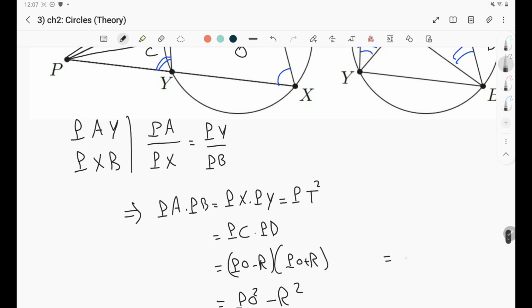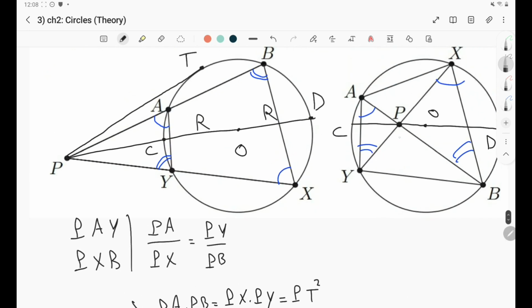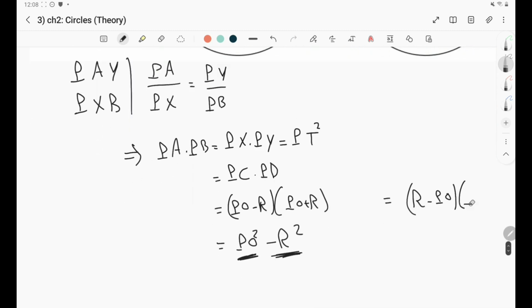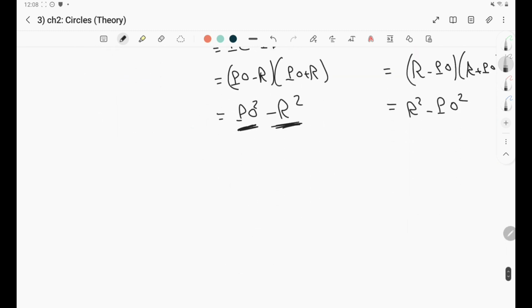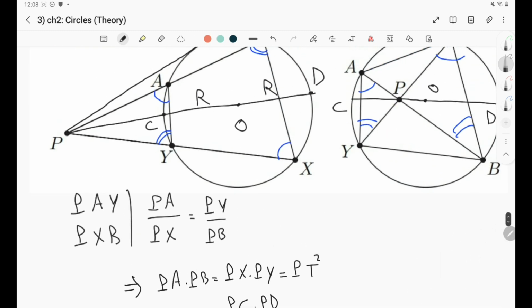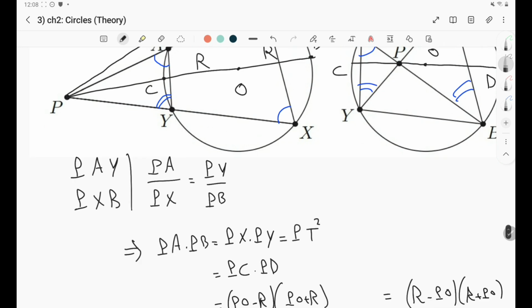So now it's in fact R minus PO, while the other one, PD, is still PO plus R. So this one is still the same, R plus PO. So in fact now it becomes R squared minus PO squared. You see, it's the same thing, but just flipped. And that makes sense because we want it to be positive. Otherwise, if P was inside, then for sure PO is less than R, so if we keep it like this, it's going to be negative. All right, so right now we just established the power of a point.